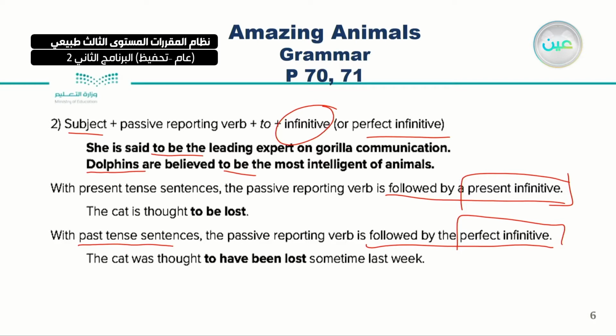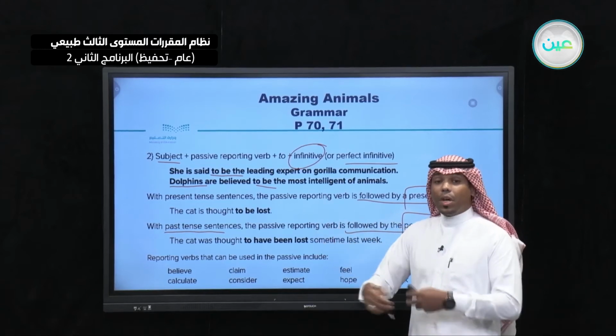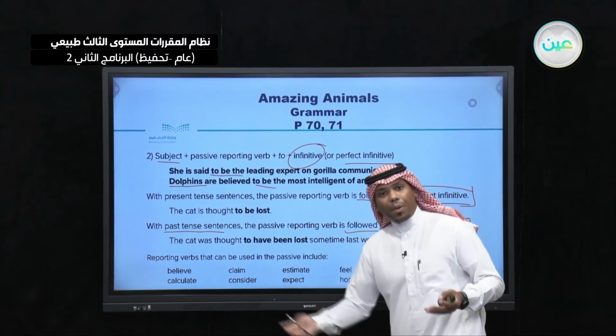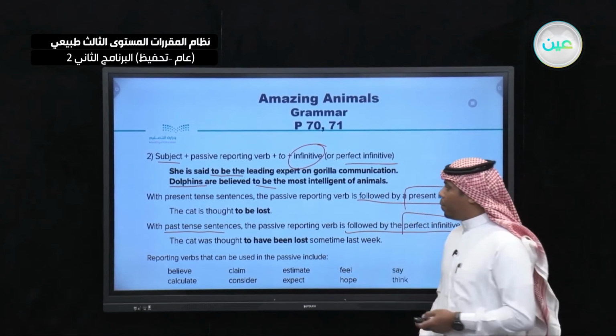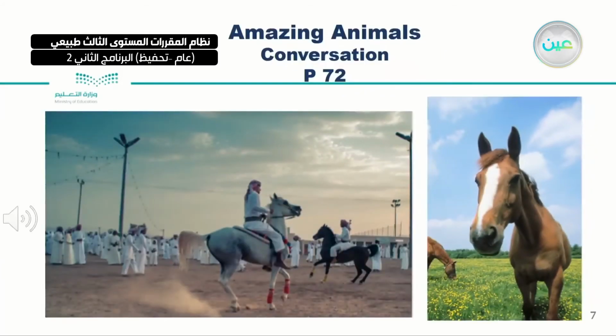Last week. As I said earlier, you can use all of these reporting verbs: believe, calculate, claim, consider, estimate, expect, feel, hope, also say and think. All of these are the reporting verbs you can use to report something, of course, when you don't know who said something, or for example, what people believe. Okay, very good. Now, let's start our lesson, the conversation, of course, on page 72.